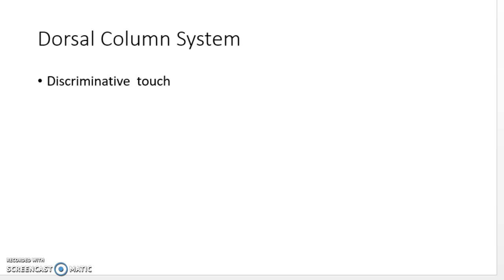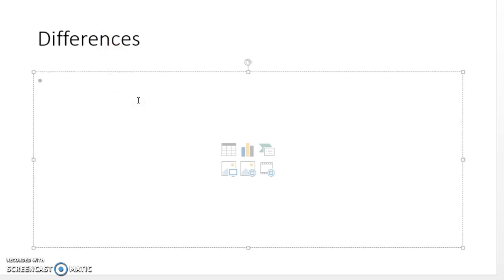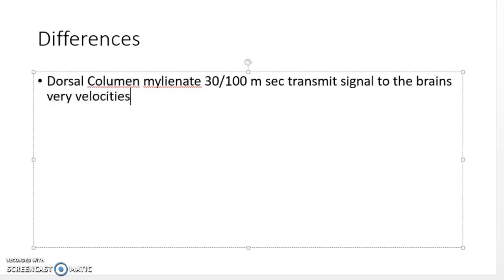I want to talk a bit about the differences between these two systems. So what are the main differences? The first difference is, like I said, where the second neurons synapse. And then I want to talk a bit more about the nerves and how they are myelinated. The dorsal column is very fast because its nerve fibers are large and heavily myelinated, and they can travel 30 to 110 meters per second. They can transmit signals to the brain at very high velocities, as I've said, 30 to 110 meters per second.